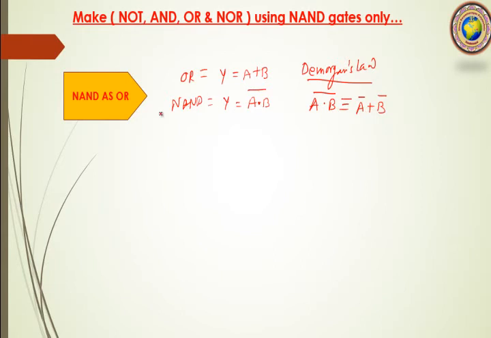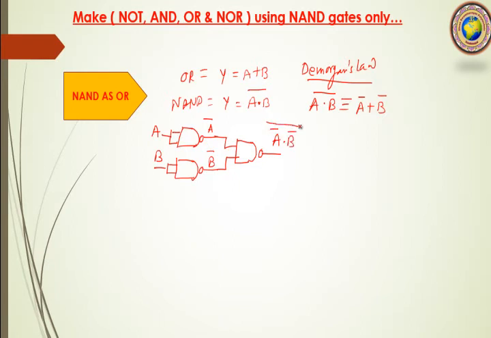For that, because here we require A bar and B bar, take the first input using a NAND gate here. I apply A, the output is A bar, so I implement NAND as a NOT here. Same way I take the second input and convert it into B bar form. Now we give these two to another NAND gate. We are using only the NAND gate. So what happens here? A bar dot B bar and whole bar.